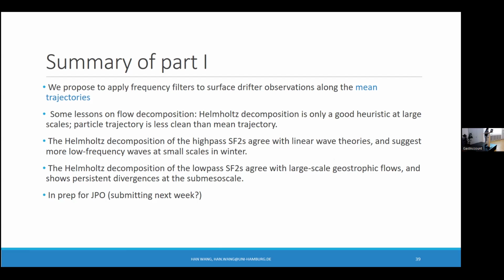So the summary of part one is that we propose to apply frequency filters to surface drift observations along the mean trajectories. And we learned some lessons on flow decomposition. First, the decomposition can only give you some good heuristics at large spatial scales. And also, if you do Lagrangian filtering, you should try to follow the mean trajectory instead of the particle trajectories. And the Helmholtz decomposition of the high-pass structure functions agrees with linear wave theory, and in winter there seems to be more small-scale near-inertial waves.